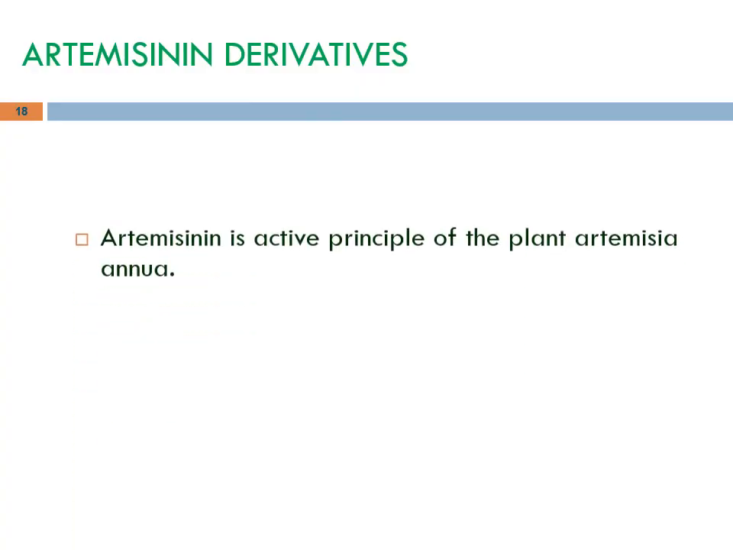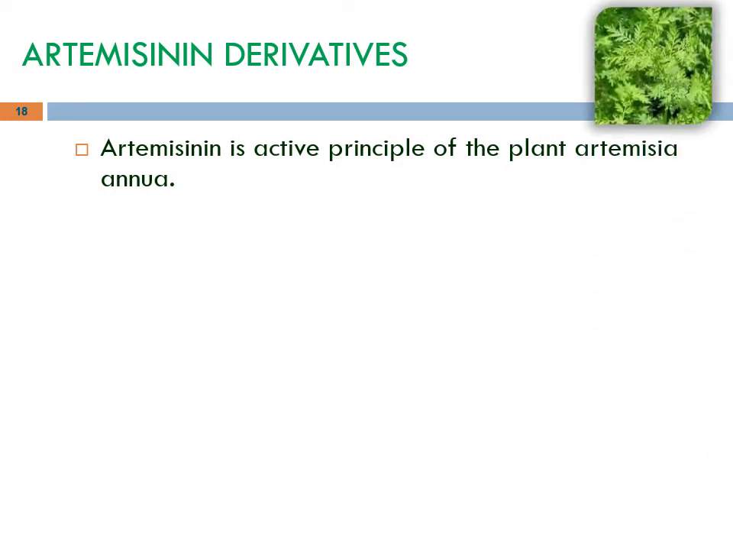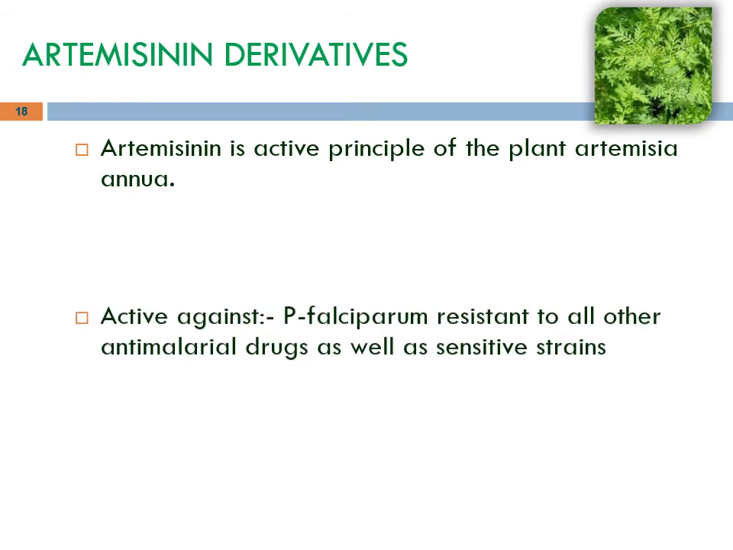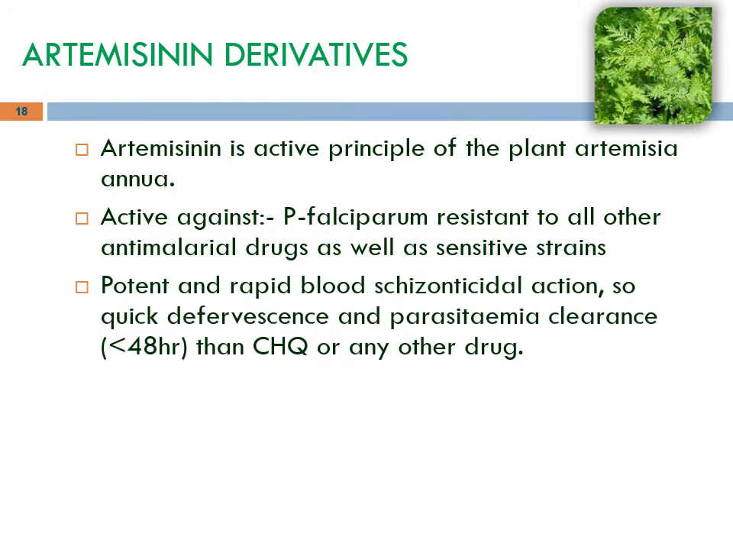Artemisinin derivatives. Artemisinin is the active principle of the plant Artemisia annua, used in Chinese traditional medicine as qinghaosu. It is active against P. falciparum, resistant to all other antimalarial drugs as well as sensitive strains. It is a potent and rapid blood schizonticide, so quick defervescence and parasitemia clearance occurs within less than 48 hours, faster than chloroquine and any other antimalarial agent.